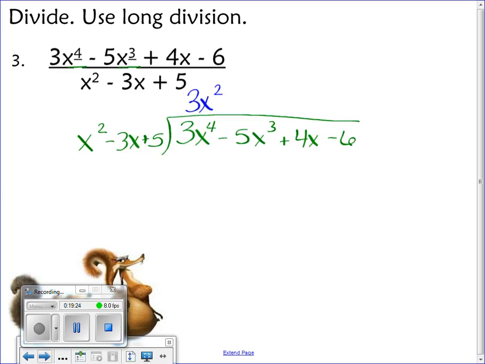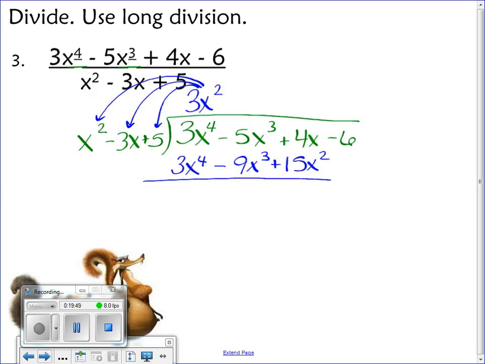All right, so then we distribute. Now be careful, we have to distribute to a lot of things here. So 3x squared times x squared, 3x to the 4th. 3x squared times negative 3x, minus 9x to the 3rd. 3x squared times 5, 15x squared. Then change your signs. So change, change, change. Now I want to caution you right here to be very careful.